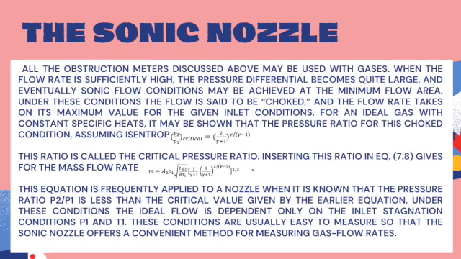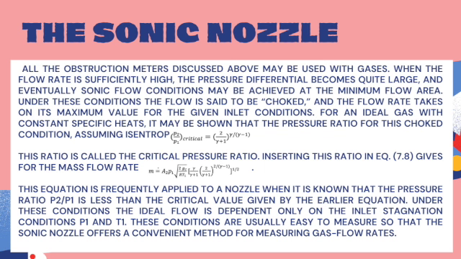So next we have the sonic nozzle. This part is when the flow rate is sufficiently high, the pressure differential becomes quite large. It reaches a maximum value for the given inlet condition for an ideal gas with constant specific heat. Assuming isentropic flow, the formula for this part is the one that is there. I can't say it very well, but you get it.